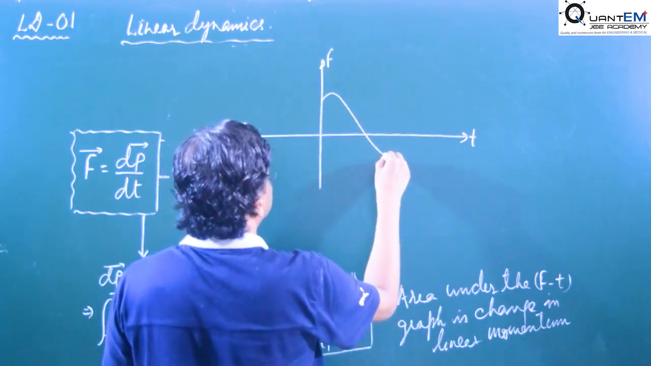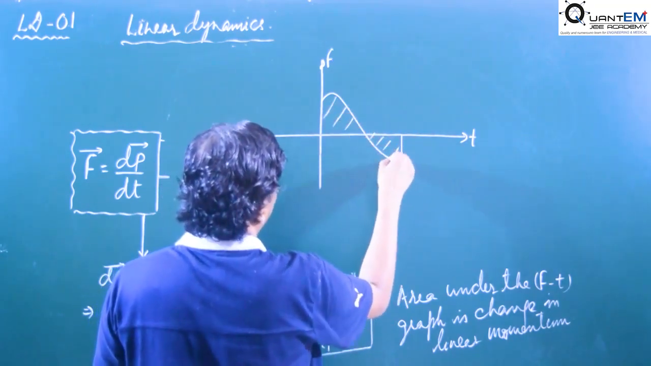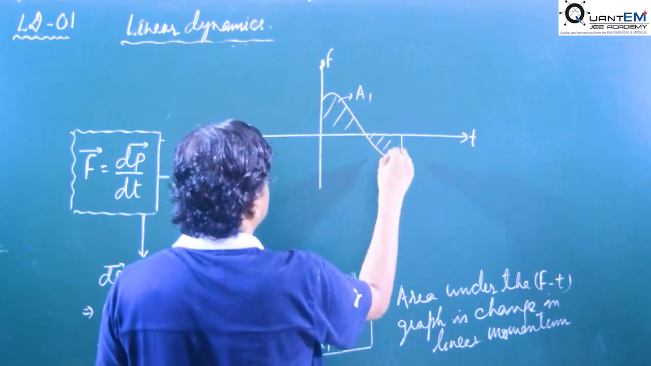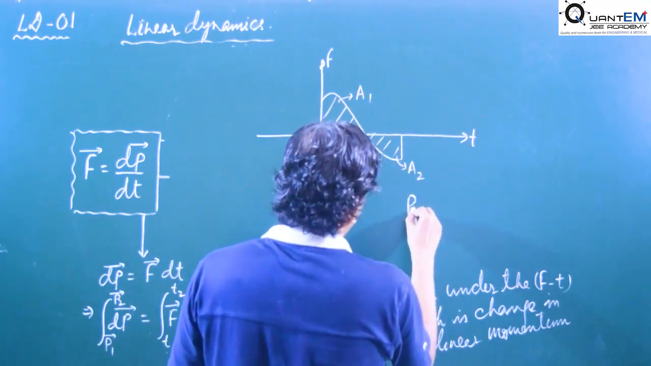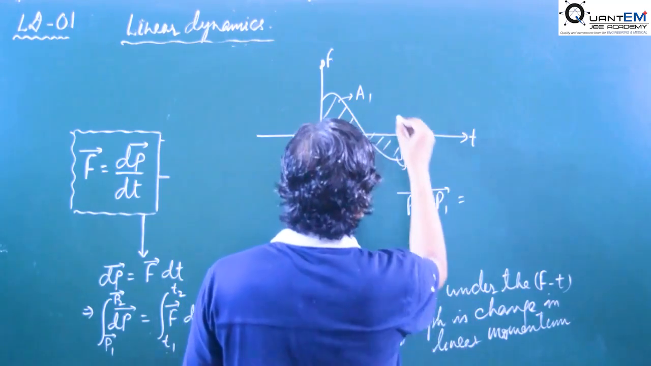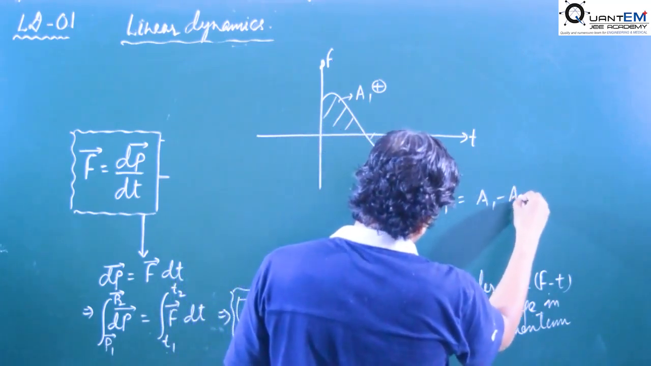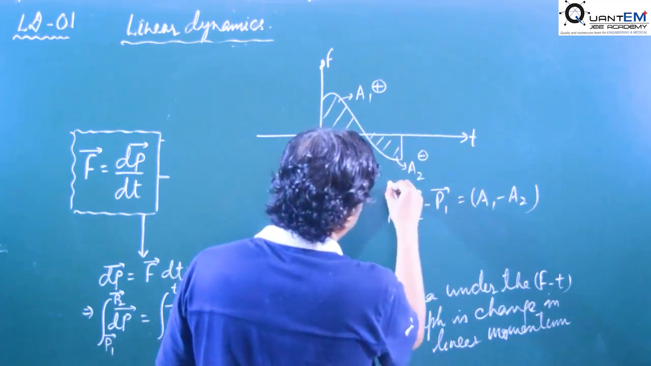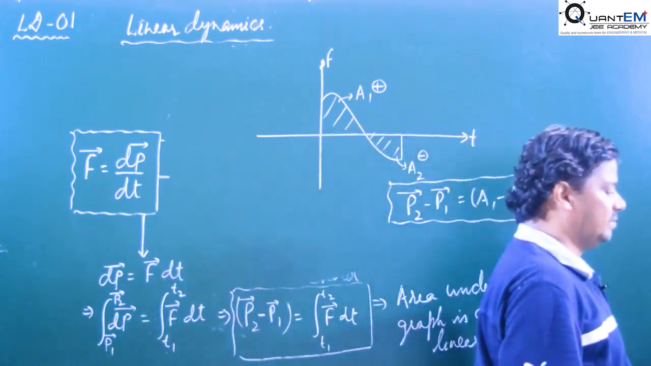Momentum can have a positive value and also a negative value. This area is a1 and this area is a2. So the change in momentum, p2 minus p1, will be equal to a1 minus a2, since a1 is positive and a2 is negative. The area under the force-time graph gives the value of the momentum, okay.